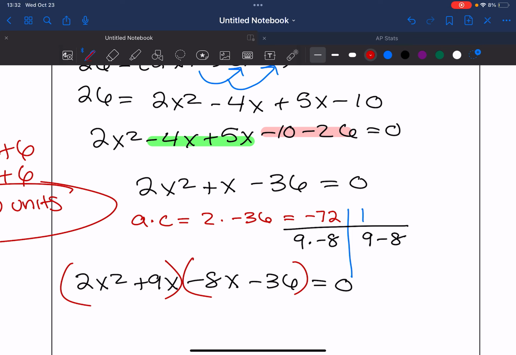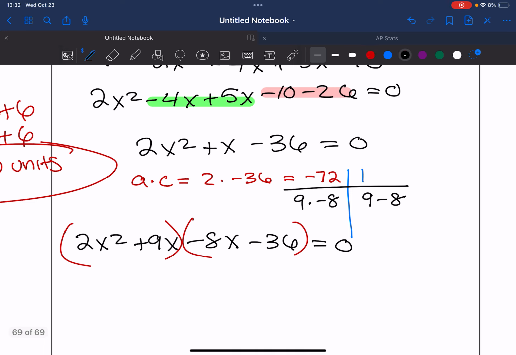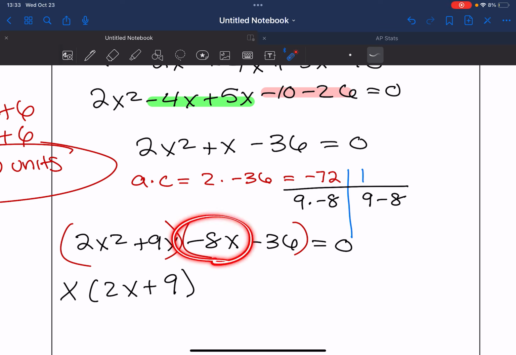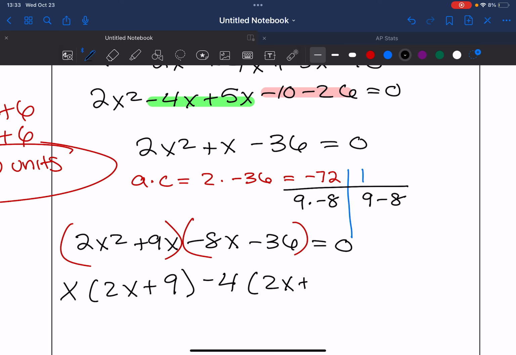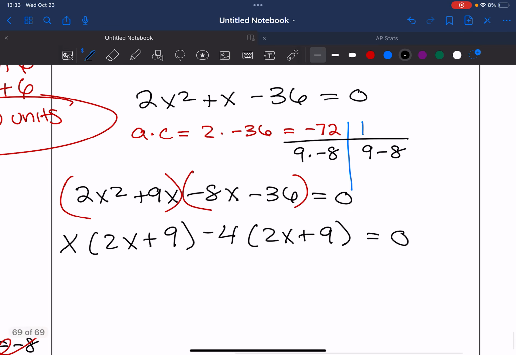I do my factor by grouping, and I look at my parentheses to see where I can take out a GCF. So in the first one, it looks like I can just take out an x, and I'm left with 2x plus 9. And in the second one, remember, I want to take something out from this negative 8x in order to give me 2x, because I want my parentheses to match, which means I'm going to take out a negative 4, so I'm left with 2x plus 9. So that means I have x minus 4 times 2x plus 9 equals 0.